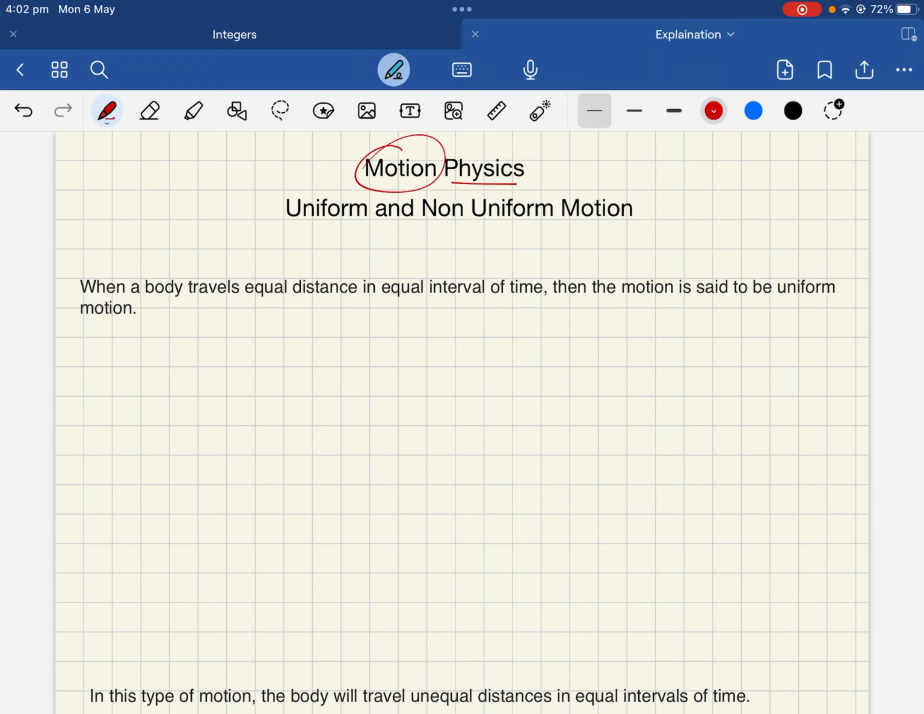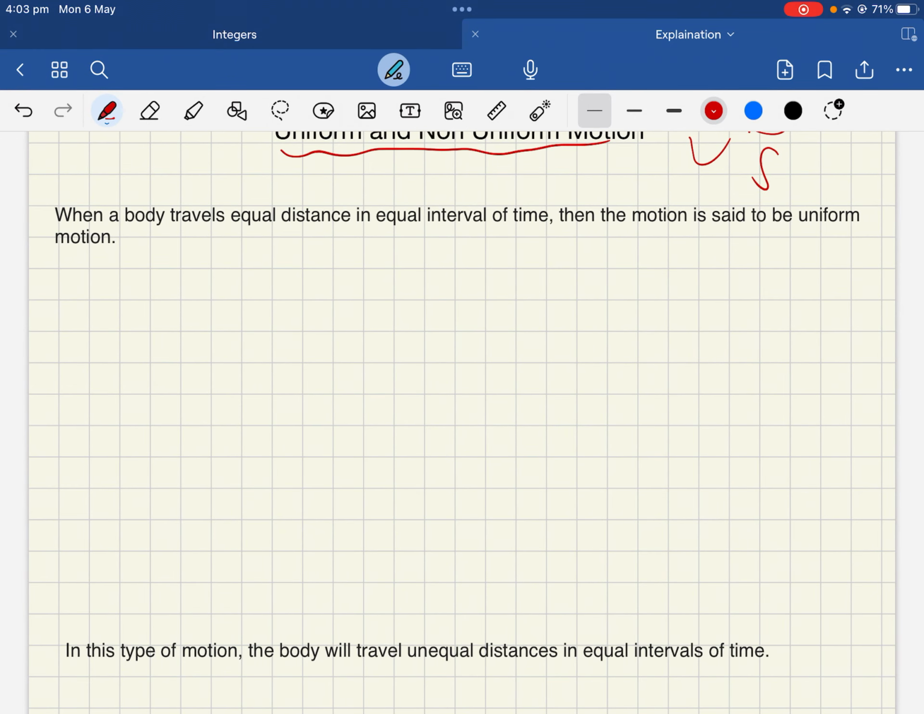In last lecture we had an introductory lesson on motion. Today we are going to be discussing uniform and non-uniform motion. Last lecture we had discussed distance and displacement, and vector quantity and scalar quantity. Now without further ado, let's get started.